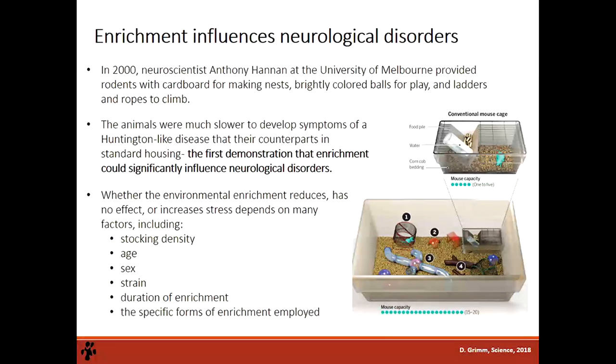And the rationale for this actually was published in 2000 by a neuroscientist in Australia, where he had a transgenic model for Huntington's disease, and he decided to enrich a subset of those mice with social enrichment, such as nests and brightly colored balls, ladders, etc. And he showed that the animals that had this enrichment were much slower to develop symptoms of the Huntington-like disease. And it was the first demonstration that enrichment could significantly influence these neurological disorders.